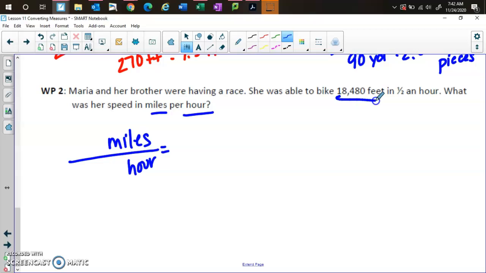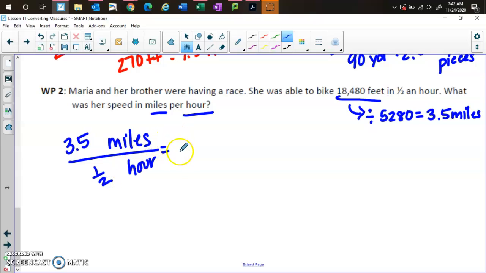Problem is I have feet, so I need to change this over to miles, and I can do that by dividing by 5,280 because there's 5,280 feet in 1 mile. This gives me 3.5 miles. I do this in half an hour, so she went 3.5 miles in half an hour. So when I divide, I end up getting that she is going 7 miles per hour. And that's the end of your lesson on converting measures.